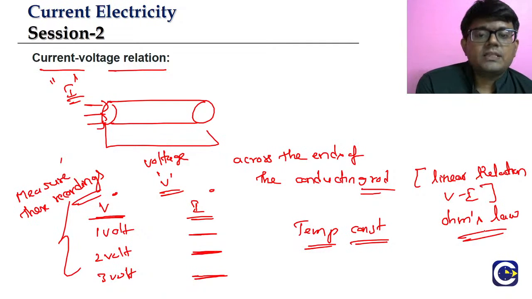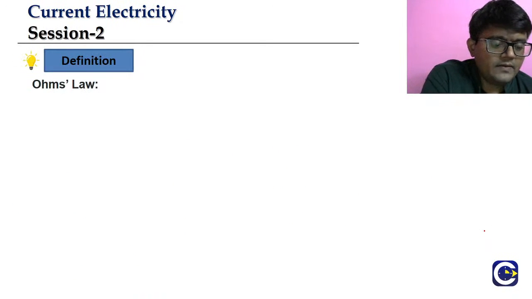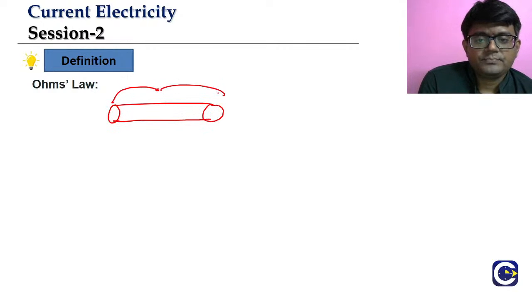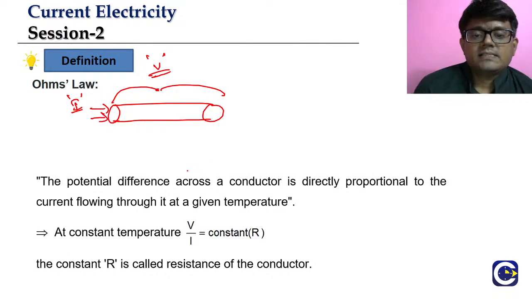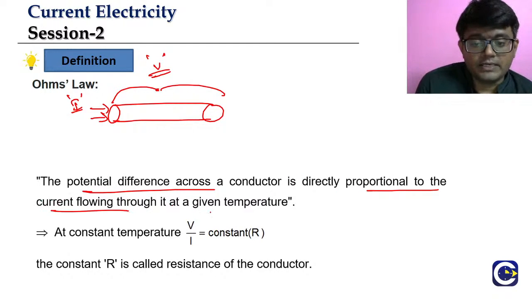When Ohm's law is applicable, we are going to look at that. So look, when we talk about the conductor, if you apply a potential difference or voltage V across the ends of the conductor and we measure a current I, then Ohm's law says that the potential difference across the conductor will be directly proportional to the current flowing through it at a given temperature.